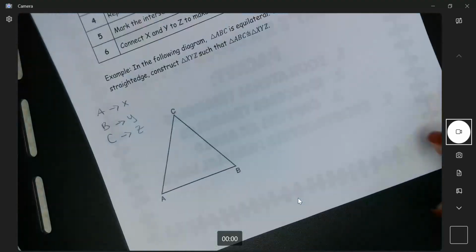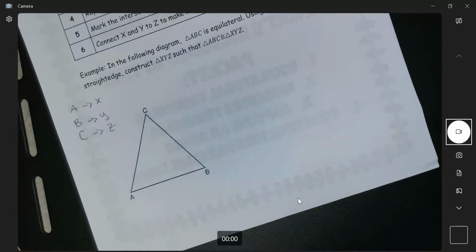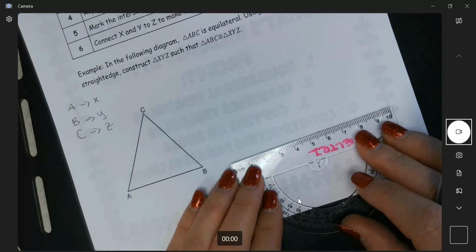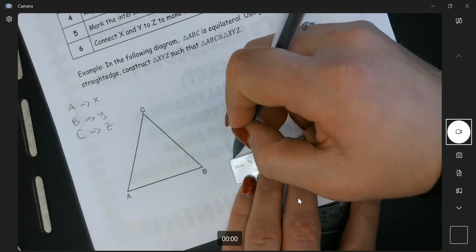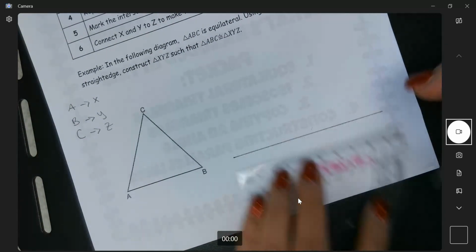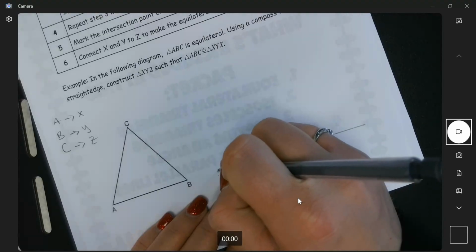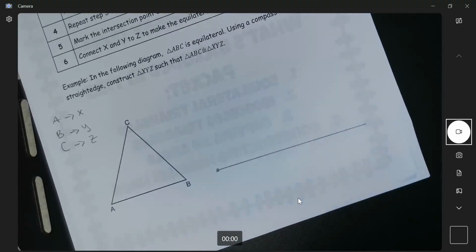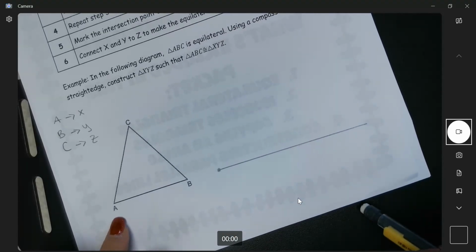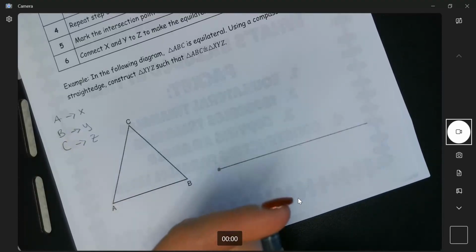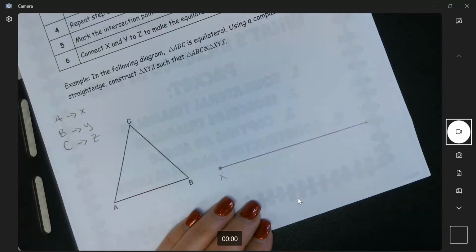So if I'm looking at what I have here, I'm going to just start by, in this blank space, taking my ruler and making a straight line, make it exaggerated. It's okay if it's super long, rather it be long than short. So I'm going to just start by making this point here an end point. And if A is the starting point here, then A should map to X. So I'm going to label this point down here X.